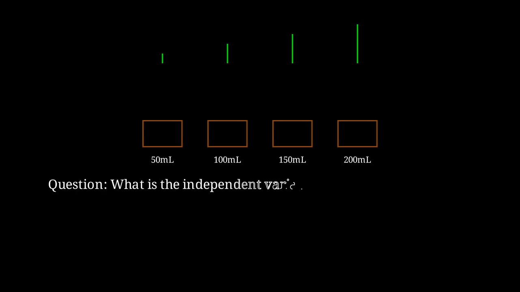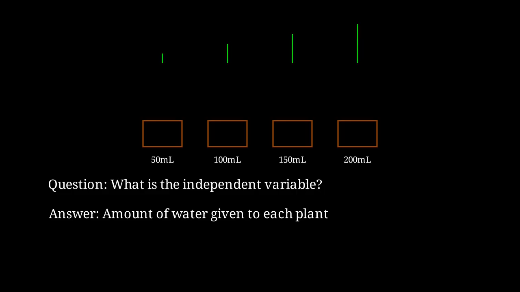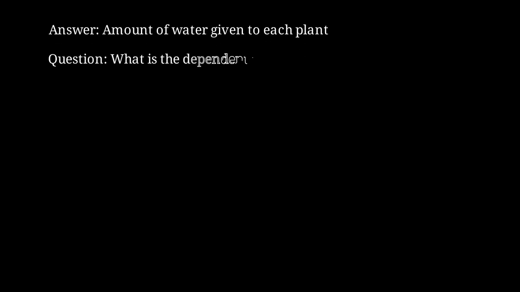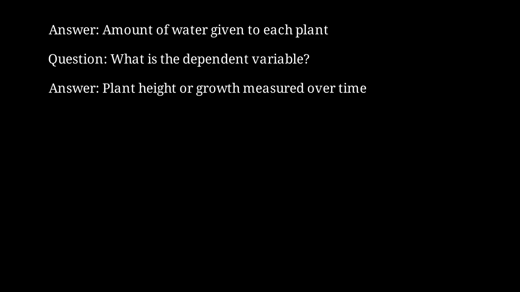So here's a question. What is the independent variable in this experiment? The answer is the amount of water. This is what you are deliberately changing across the different plants. Next question. What is the dependent variable? The dependent variable is the plant height or growth that you measure. This depends on how much water the plant receives.